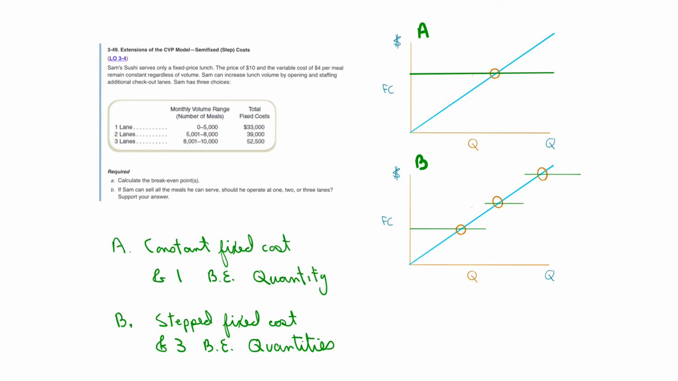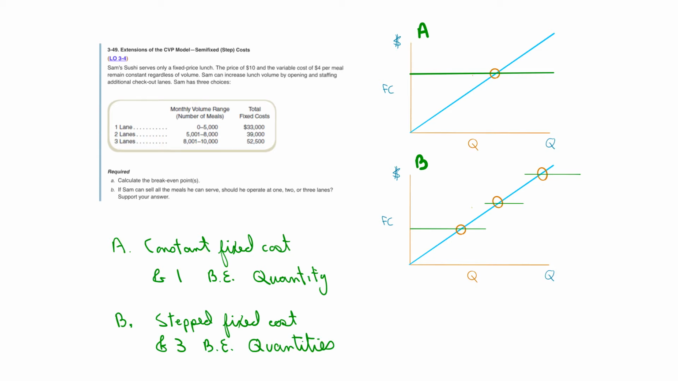So in a typical cost volume profit problem, a simple one, we have a quantity versus cost, right? The fixed cost is the green line, and the contribution margin is the blue line, and where the total contribution margin intersects the fixed cost, that of course would be the break-even point.